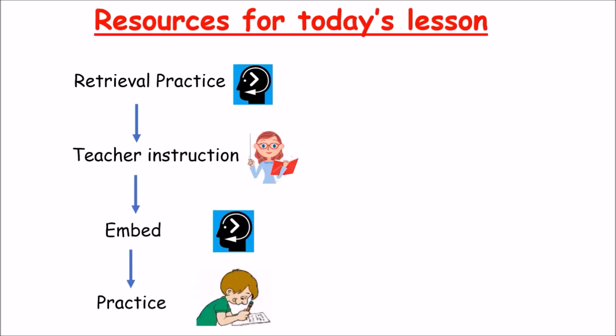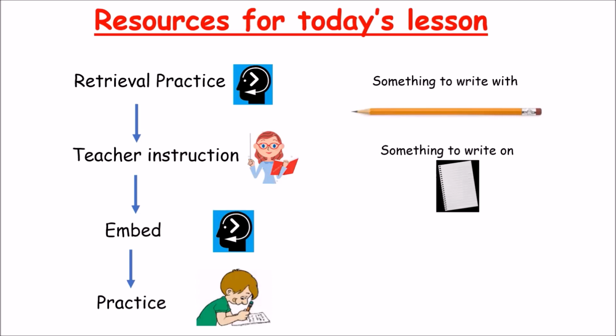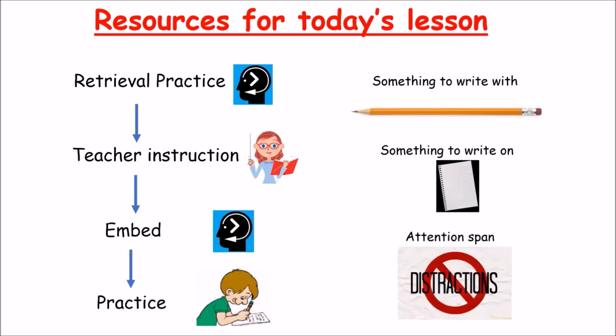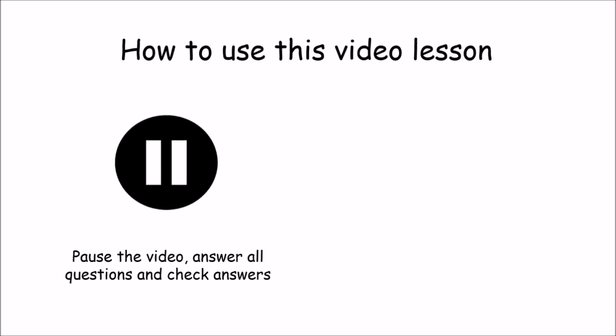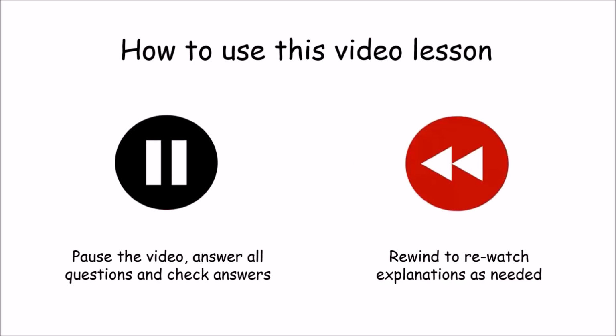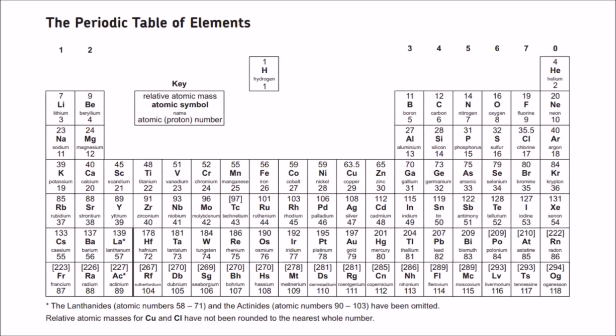Same format as always. You need something to write with, something to write on, and you're going to need your attention span. Using it as always, pause the video, answer all the questions and check your answers. It's really important that you're doing those retrieval questions and really important you're having a go at that independent practice. If you are struggling with the independent practice, the questions are going to get a bit harder as we go through. Rewind, rewatch the explanations. It can be really helpful to have that explanation going and having a go at the question, using it to help. Okay. Here's your periodic table for reference, and let's get into the retrieval.